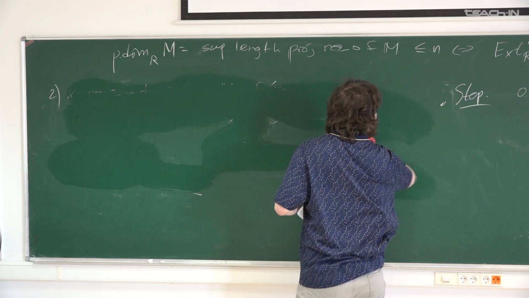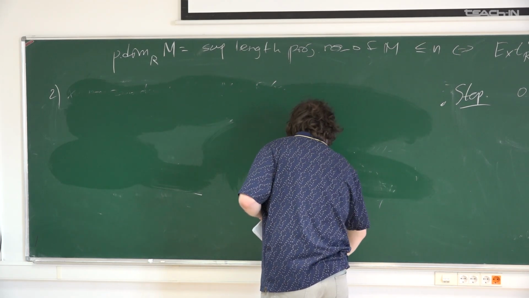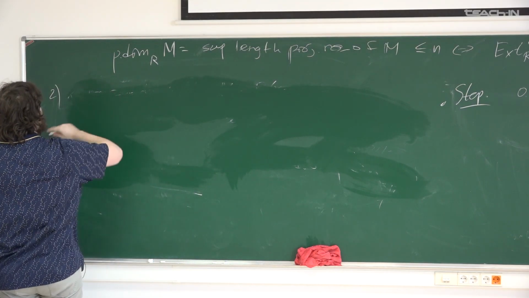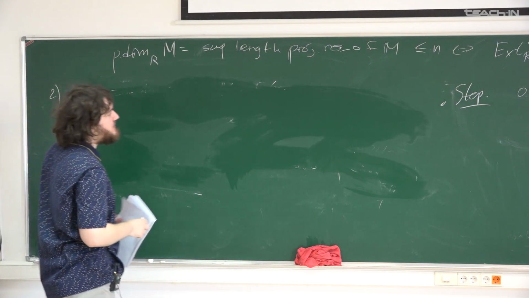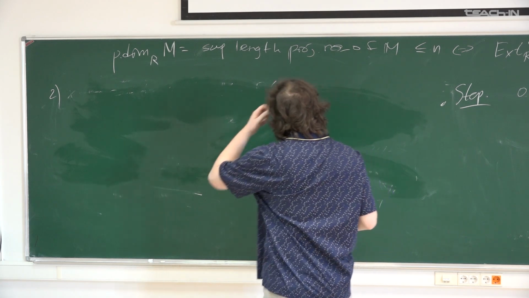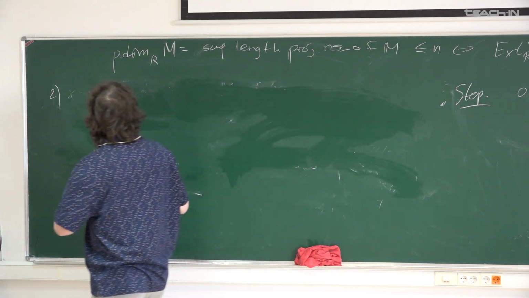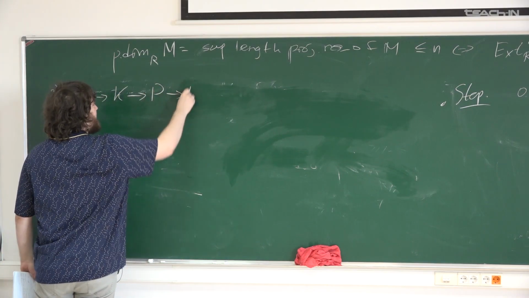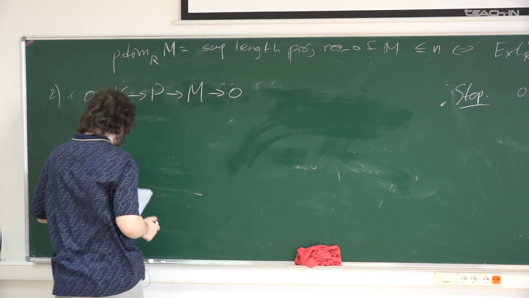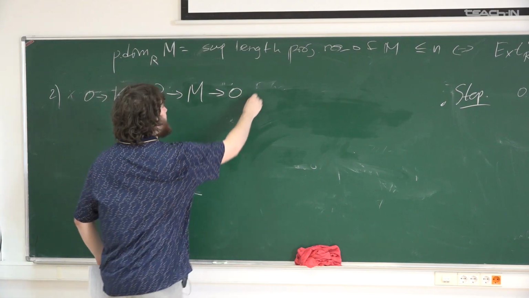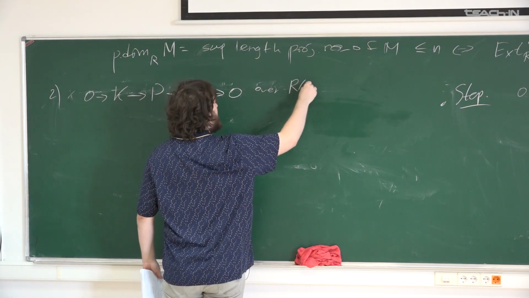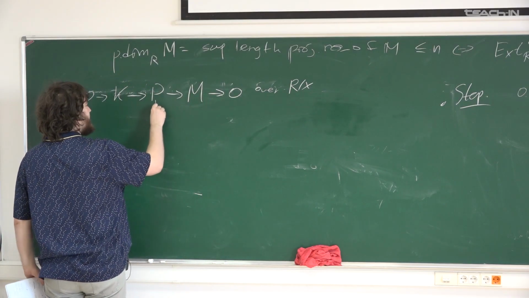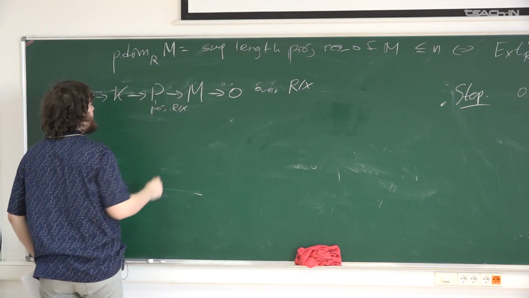So we want to do the step of induction. Consider if we have some module M, then we can consider the following short exact sequence over R modulo X. This is our module M. This is a projective R modulo X module, and this is the kernel.